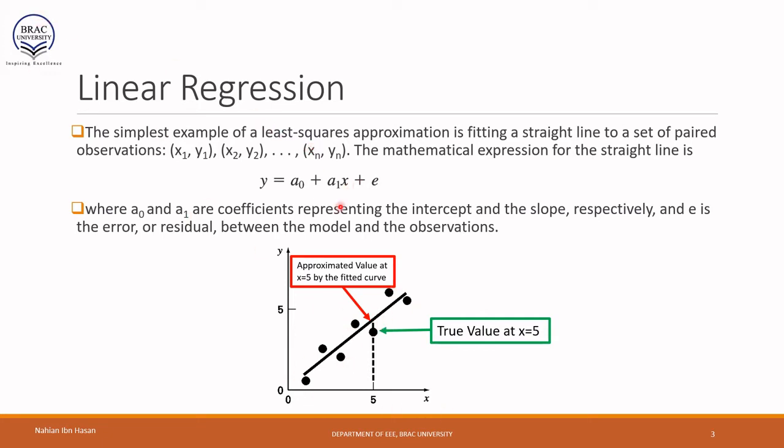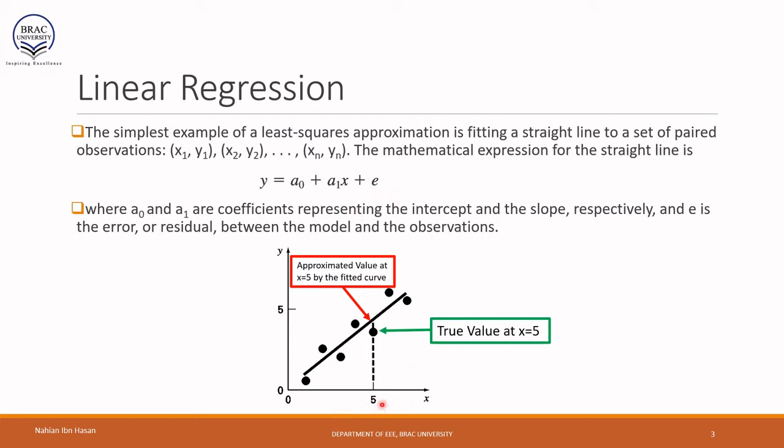The equation of this fitted straight line is something like this: y equal to a0 plus a1x plus e. Here a0 and a1 are coefficients which represent actually the intercept of the line on the y-axis and the slope respectively, and e is known as the error or residual between the model and the observations. So what is this error term? Look at this in the figure.